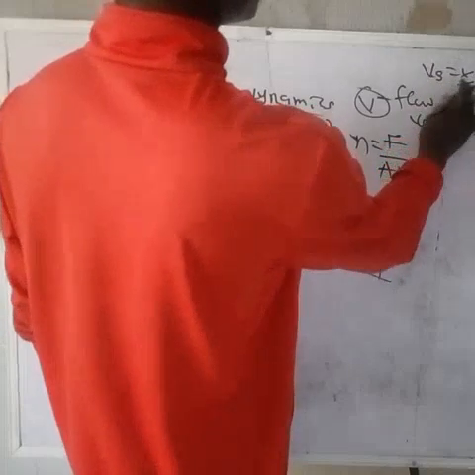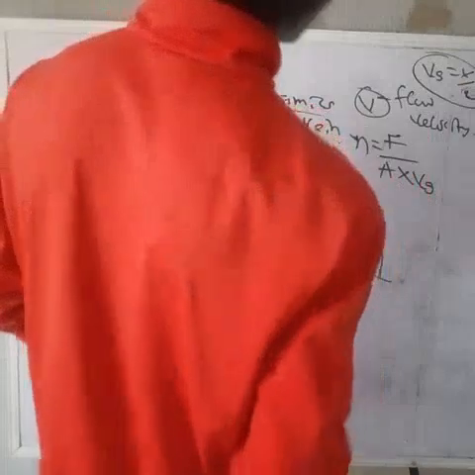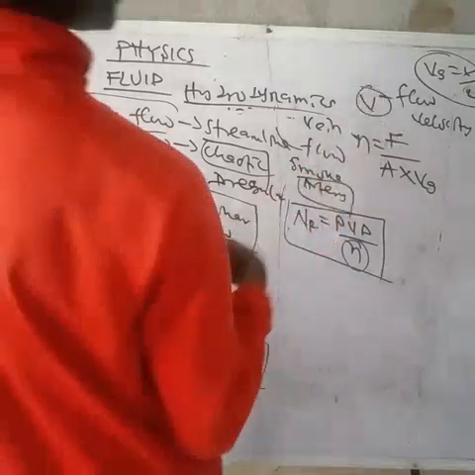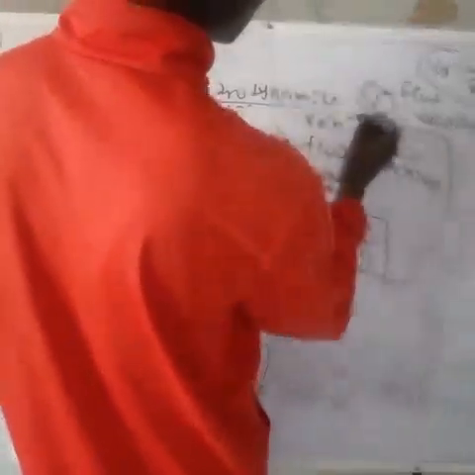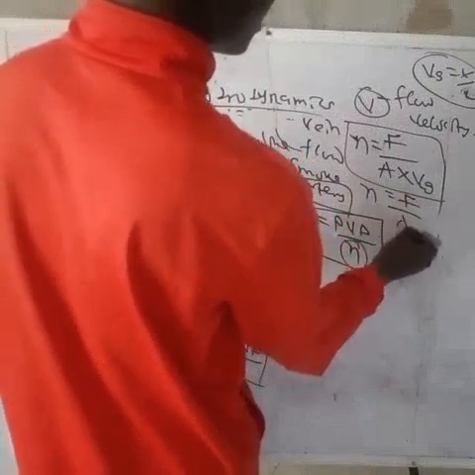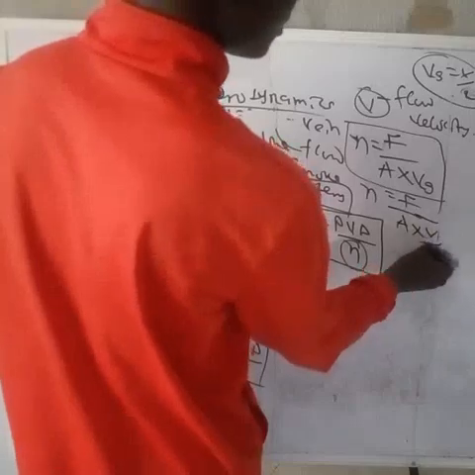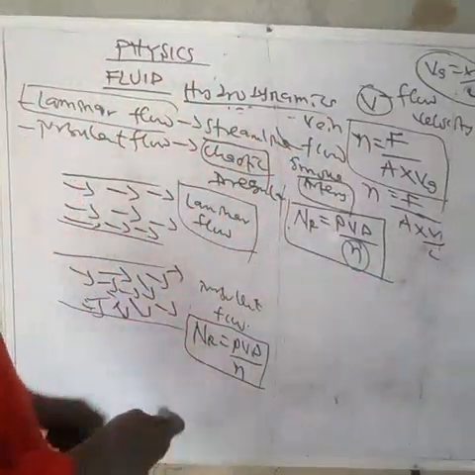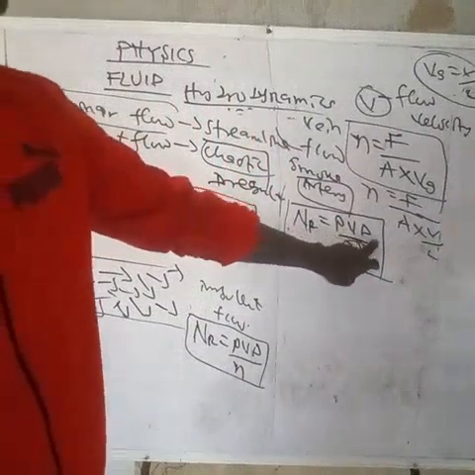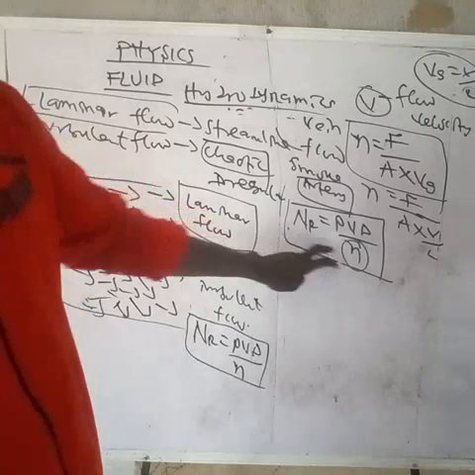A quantity divided by length is what we call a gradient. So force over area multiplied by the velocity gradient is the formula for the coefficient of viscosity: eta is equal to F over A multiplied by the velocity gradient, which is v over length. That's how to calculate it. So multiply density times flow velocity times the diameter, over the coefficient of viscosity, and that will give you the Reynolds number.